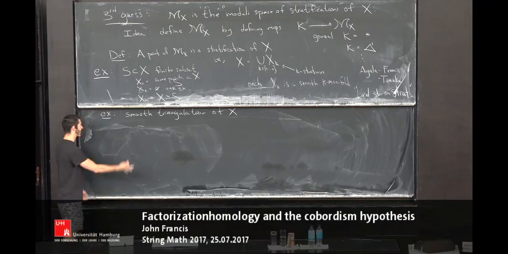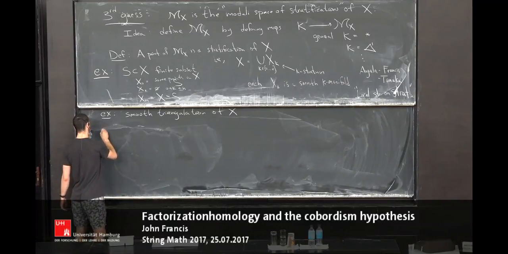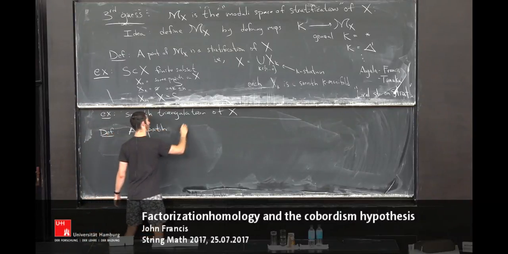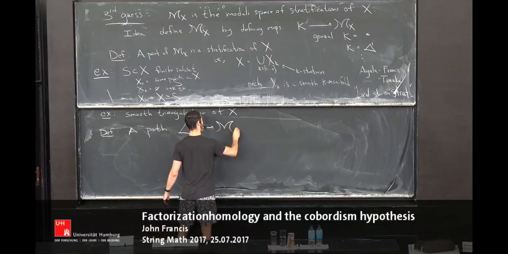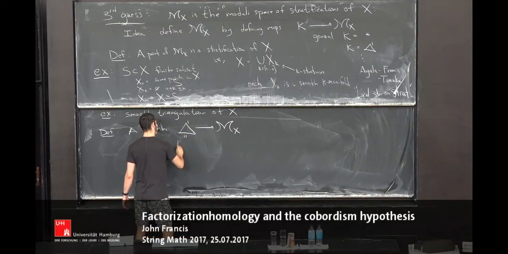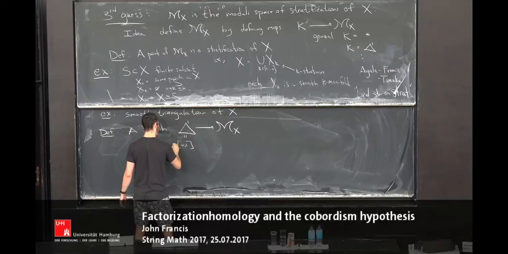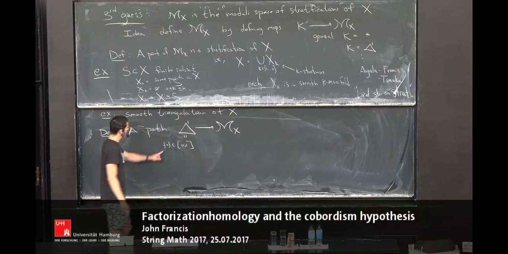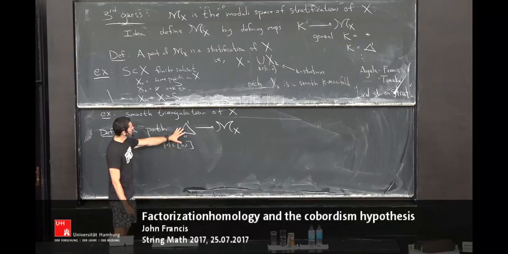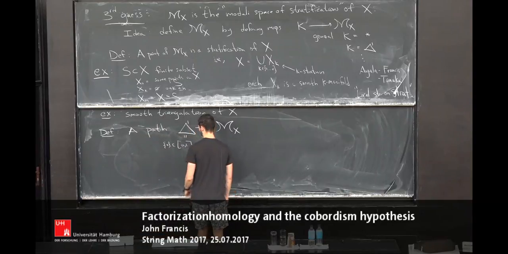Now I'll give, I think, the most interesting thing that I've said so far, which is what a path is. So, definition. A path, delta 1 to M sub X. I'll identify delta 1 as the interval, and delta 1 is itself stratified. It's stratified in an asymmetric way, where just the initial point 0 is one stratum and the other stratum is everything else. So I want to describe maps from this asymmetrically stratified interval into M sub X. This is what's known as an exit path.